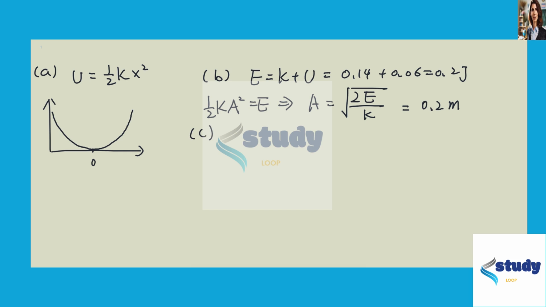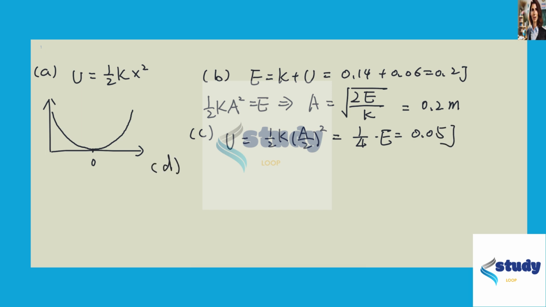For question C, the potential energy when the displacement is only half of the amplitude. So U is equal to half K times half of the amplitude squared, which is equal to 1/4 times the total energy. So it's equal to 0.05.